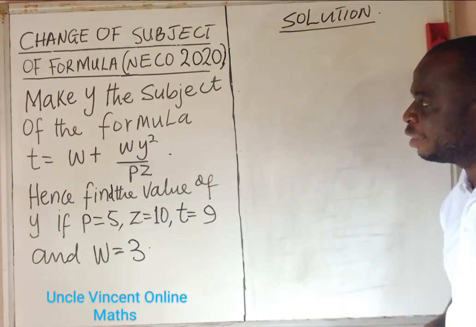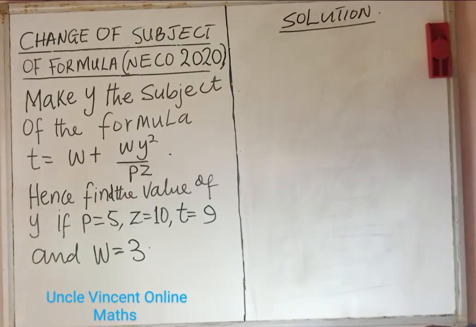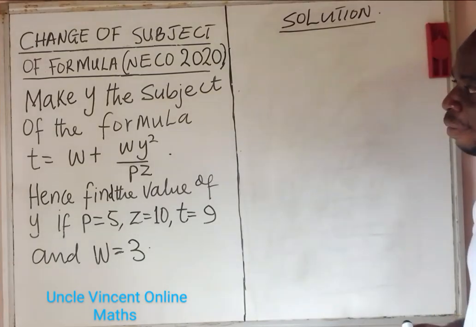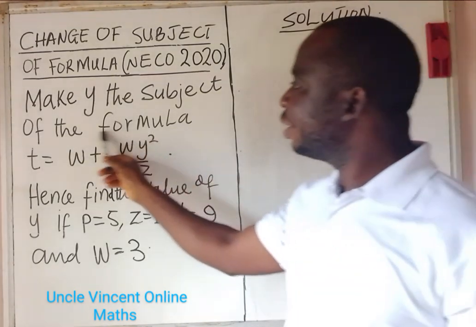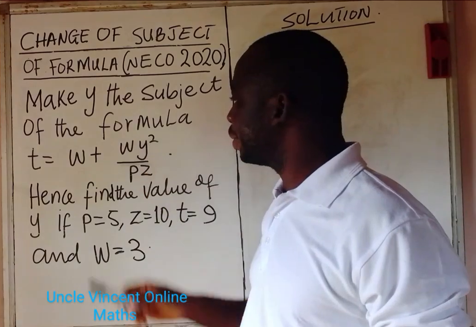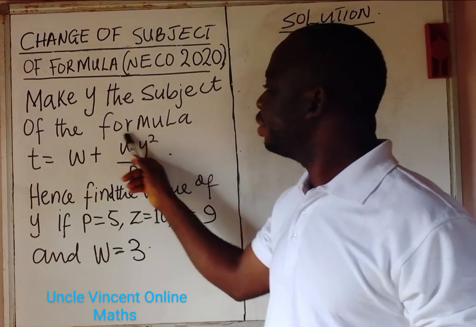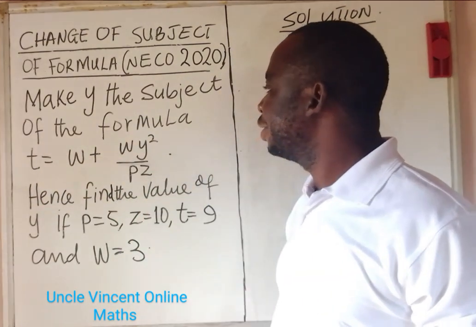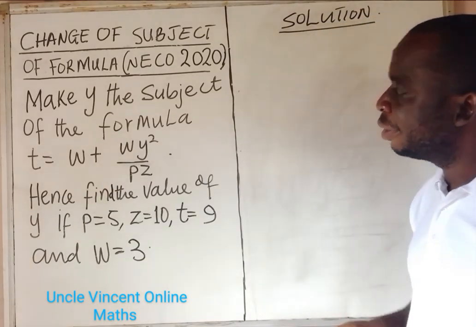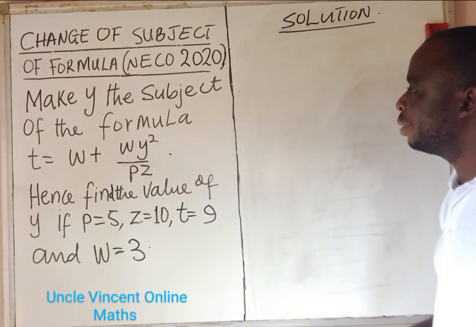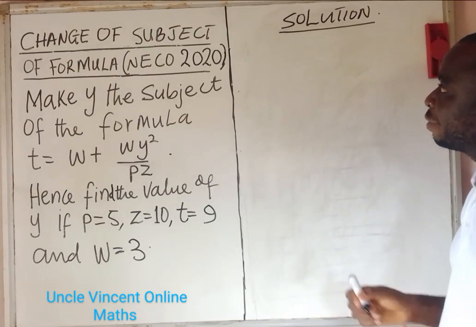A variable is made the subject of a formula or the subject of an equation if we are able to separate all other variables from it so that it stands alone on one side of that equation or formula. So y becomes the subject of this equation if we separate all other variables from y so that y stands alone on one side of this equation. So we proceed as follows.